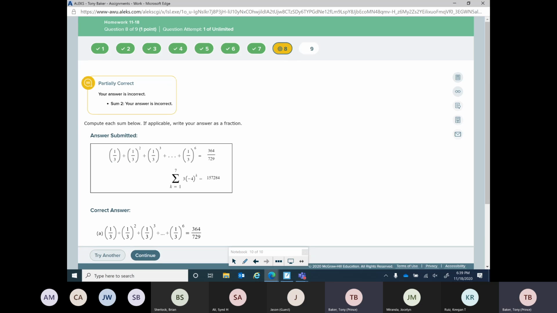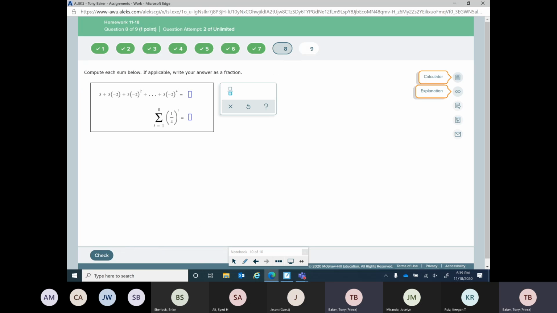All right, let's do another one of these. Beauty of live classes. All right, so the first one, I've got A1 is 5. My ratio is negative 2. And my number of terms in this case is 4. This one, since the first term doesn't have the same number as the ratio, it works out a little bit easier.